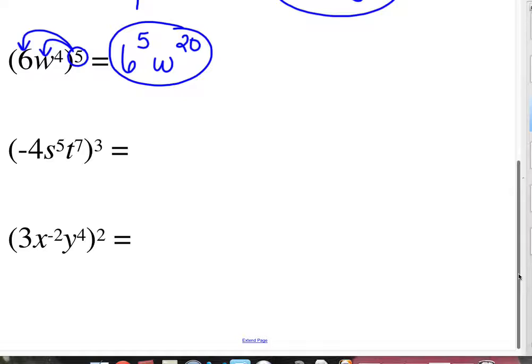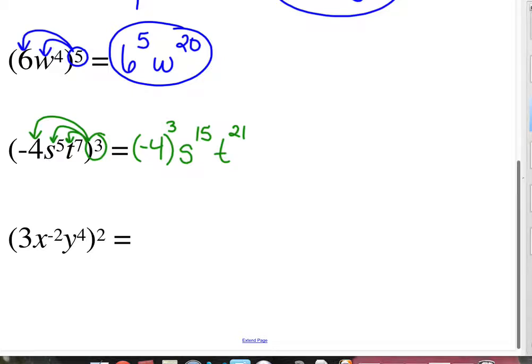Let's do some more. Okay, this outside exponent of 3 goes to all 3 pieces of this monomial. It's going to go there, it's going to go here, and here. So that's a -4 in parentheses to the 3rd power. That's an s to the 15th, and that's a t to the 21. Now, yes, you have to use parentheses. -4 times -4 times -4, if you should choose to work it out.